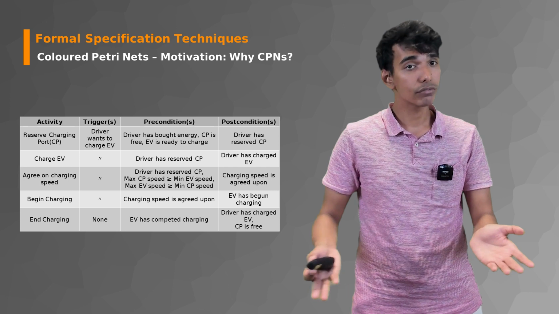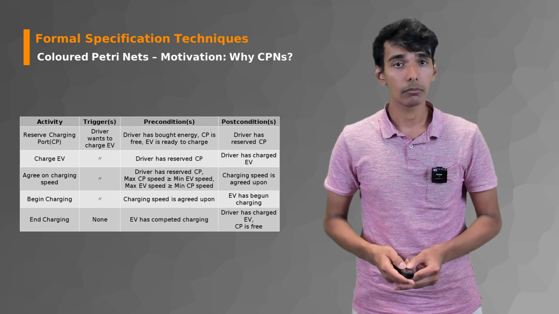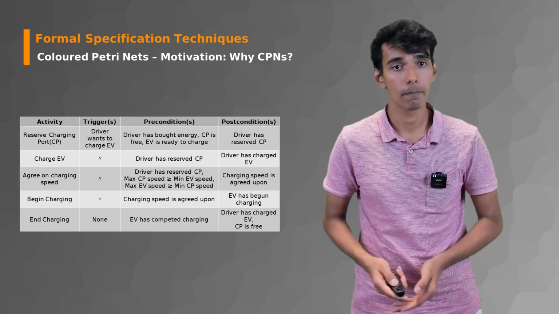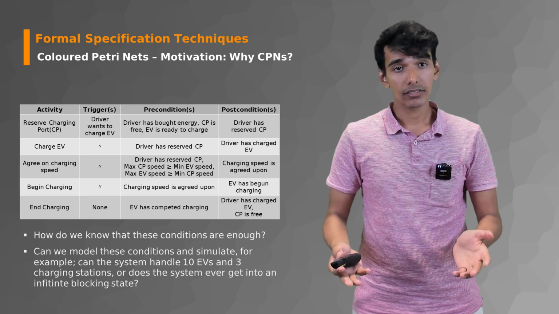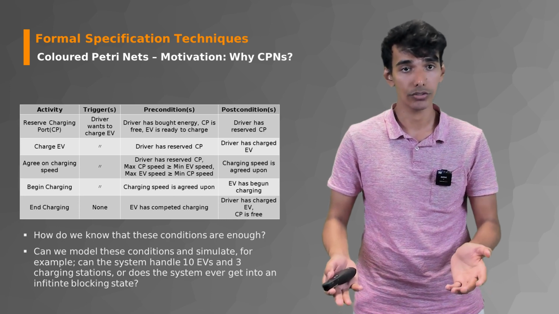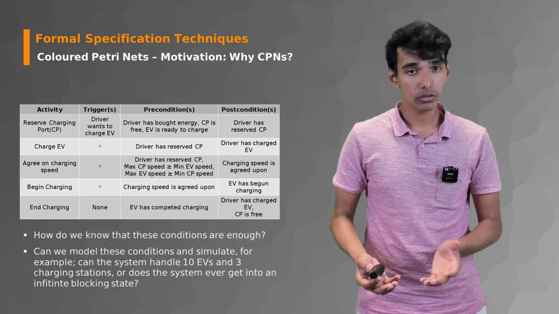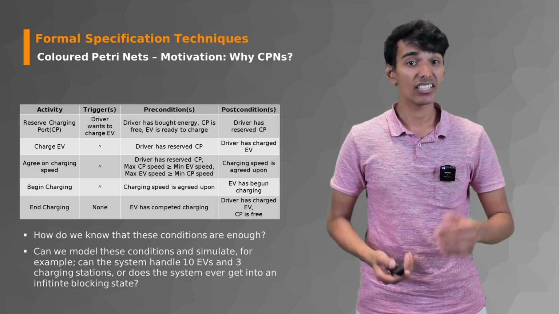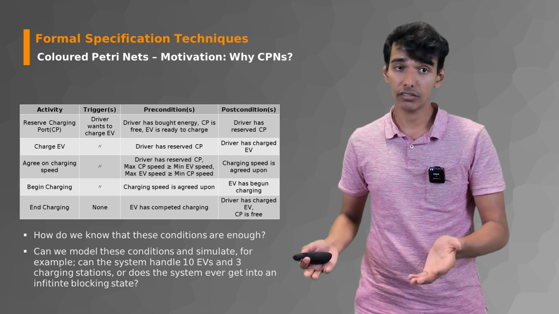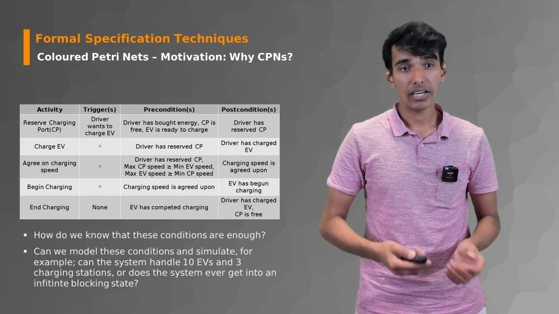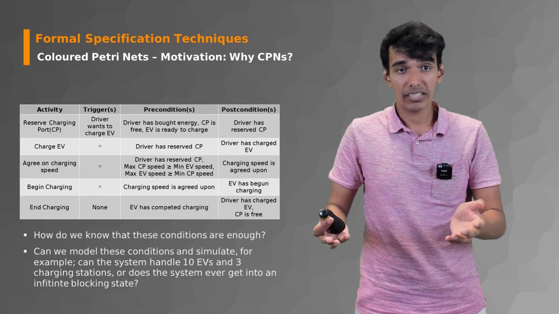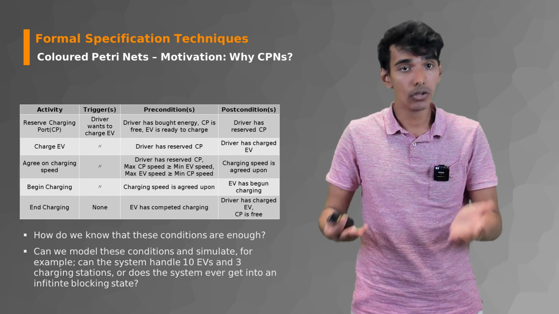But is this enough for specifying the behavior of your system? Why do we do CPNs if we already have these conditions? A question that you might ask is, how do we know if these conditions are enough for specifying the behavior of your models? Is it possible for us to model these conditions and then simulate specific scenarios? For example, can the system handle 10 EVs and 3 charging stations? Or is it possible for the system to get into an infinite blocking state such that no EVs can charge and no EVs can stop charging?